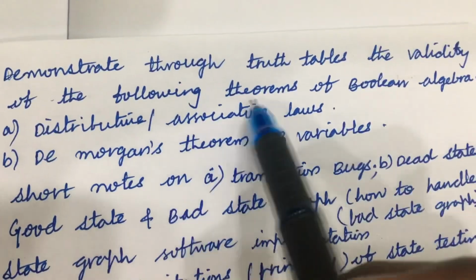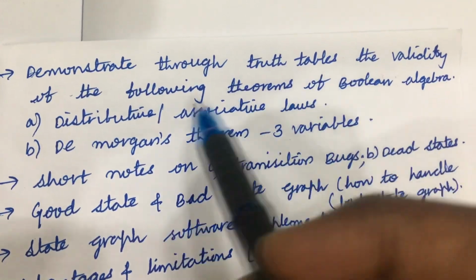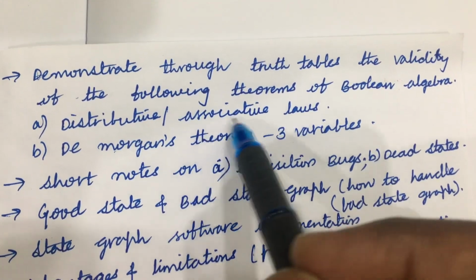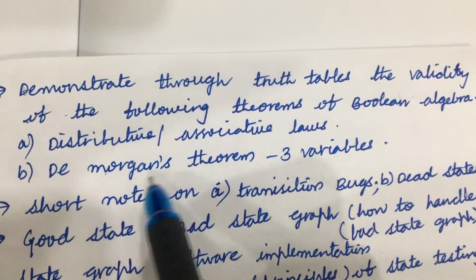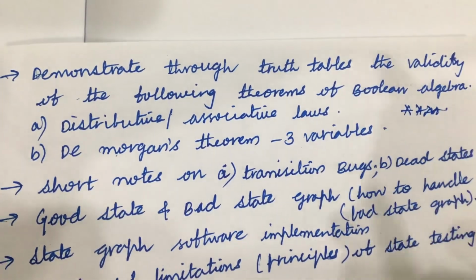Later, demonstrate through truth tables the validity of the following theorems of Boolean algebra related to the distributive law as well as the associative law, as well as De Morgan's theorem with 3 variables, is also one of the topmost questions which is asked several number of times.